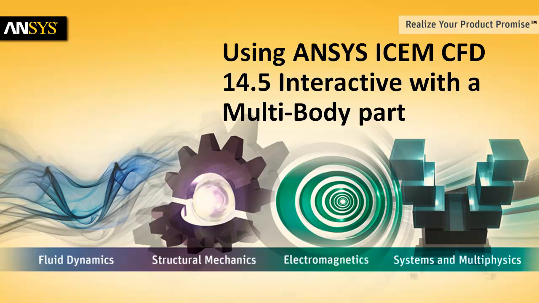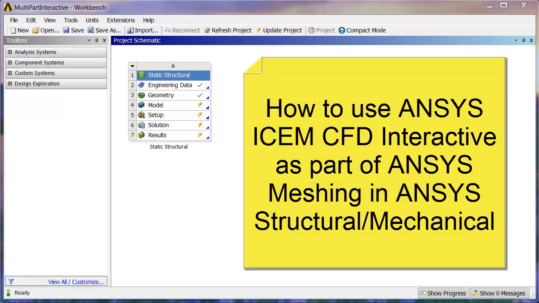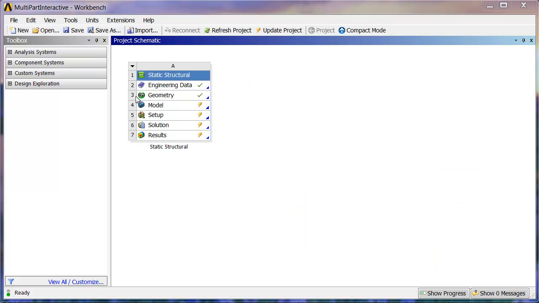Welcome to this demo of using ANSYS ICEM CFD 14.5 Interactive with a multi-body part. This basic example will show you how to use ICEM CFD Interactive and ICEM CFD Batch as part of the ANSYS Meshing component of a system such as static structural. Let's start by parameterizing the geometry so that we can update it later.